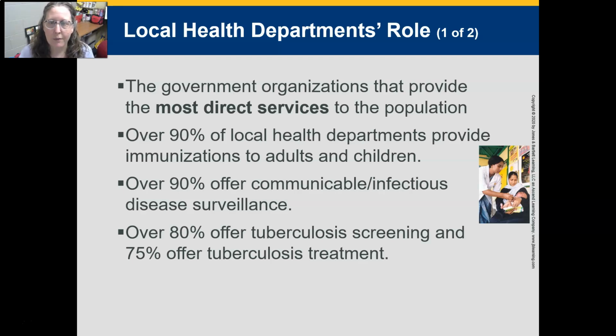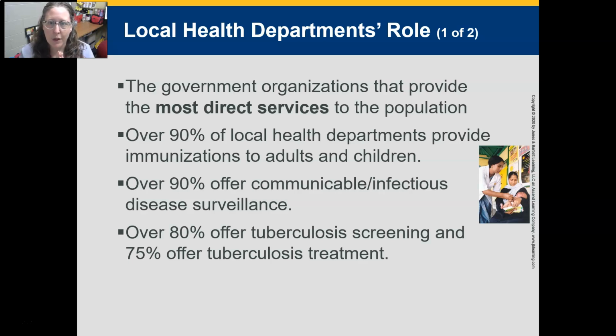They have the clinics and the locations where people go, sometimes even to request some of the services that are done at the state level. Over 90% of the local health departments provide immunizations to adults and children. Often that is where they will send you to get your children's vaccinations on schedule. Over 90% offer communicable or infectious disease surveillance.